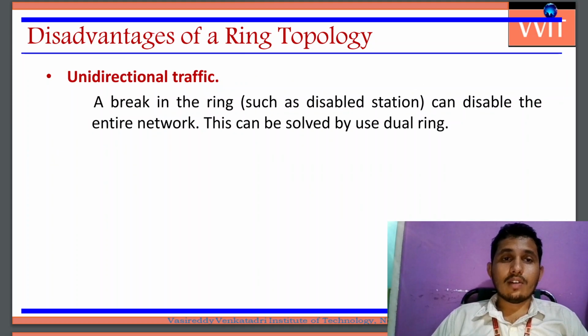The disadvantage of ring topology is unidirectional traffic. A break in the ring, such as a disabled station, can disable the entire network. This can be solved by using a dual ring.